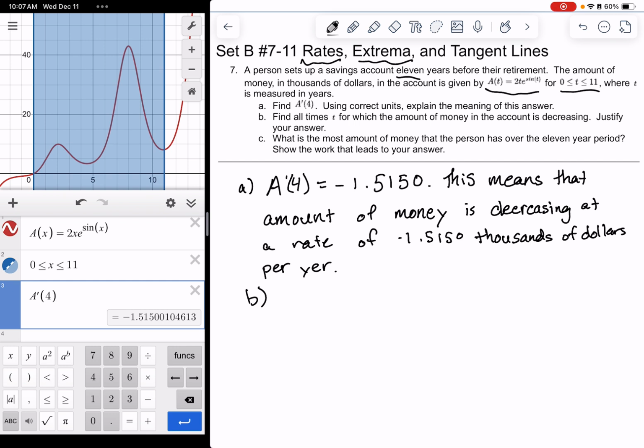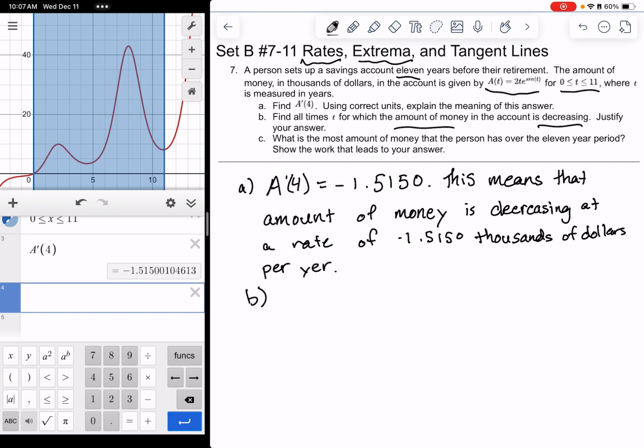Part B, find all times t for which the amount of money is decreasing. Okay, this money is going up and down, kind of like when you invest into a retirement account. Sometimes it goes up and sometimes it goes down. Overall, it's supposed to go up over time, but that's part of the risk that we take with that.